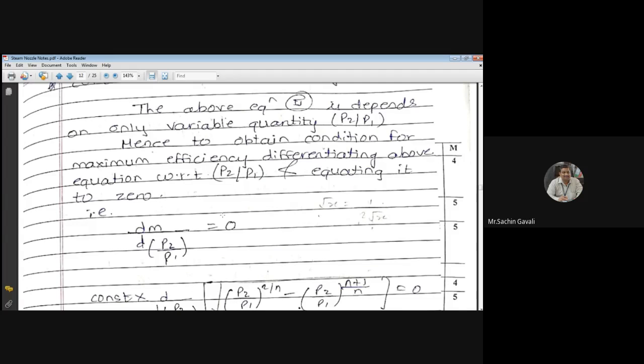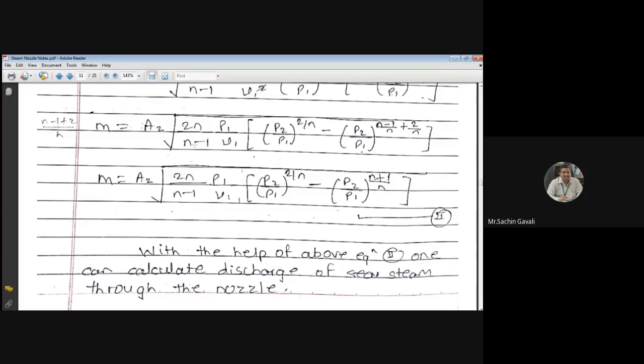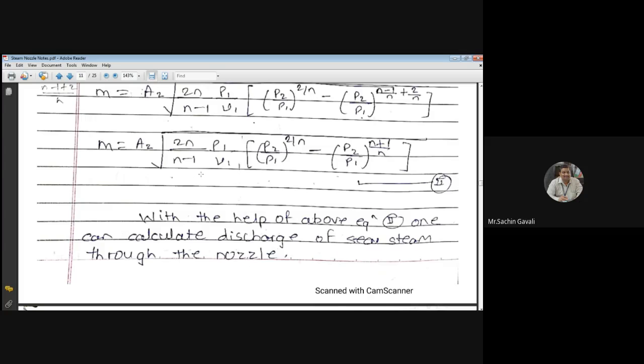Okay, therefore now this equation M. If you see the equation, the square root of 2n upon n minus 1, P1 V1, in its differentiation it will be acting as a constant. Therefore it will become a constant.